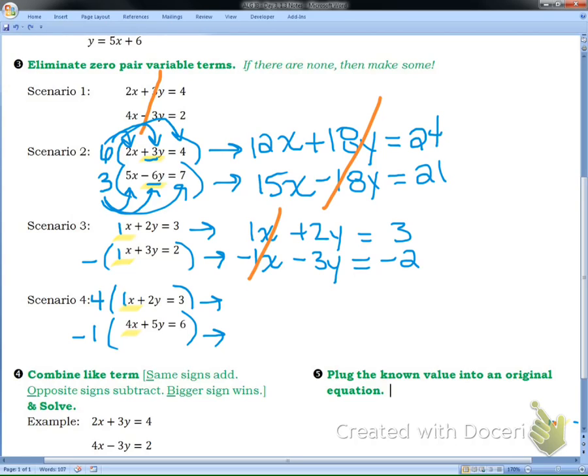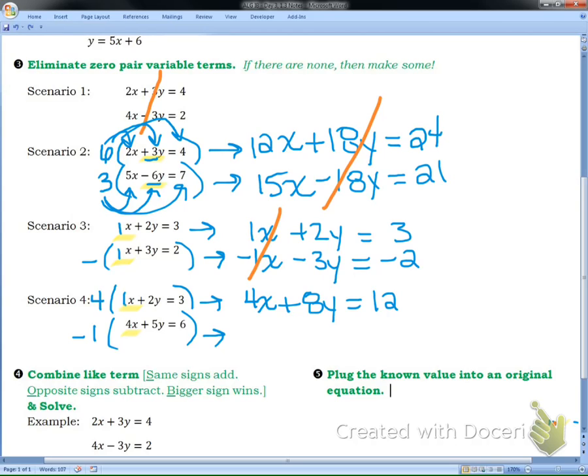Alright, so let's multiply that top equation by positive 4. Let's see if you can say it as I'm working. What would the answer be? 4x plus 8y is equal to 12. See, we multiplied every one of those terms by positive 4.